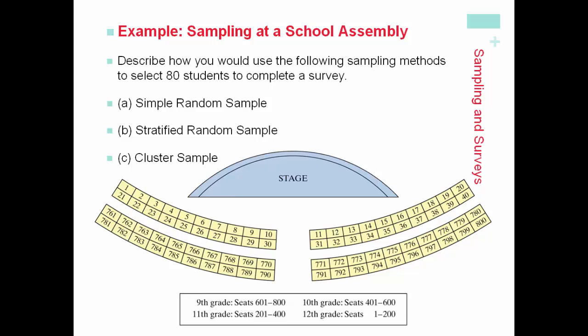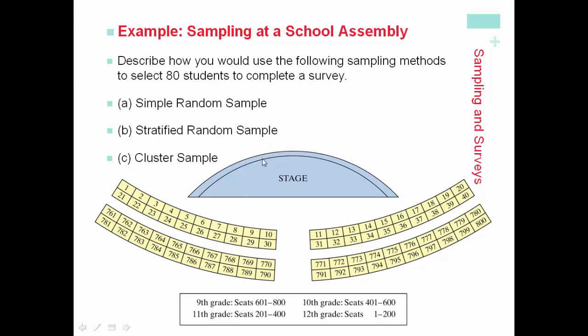Here's an example. Describe how you'd use the following sampling methods to select 80 students to complete a survey. We'll start with a simple random sample. In a simple random sample, we would simply choose 80 seats at random on this group right here that's given. I would use a graphing calculator and use random int using the numbers 1 to 800, and then until you get numbers that appear, I would then use those 80 people for the survey. Remember that if there's a number repeated on your random int and your calculator, you have to go to the next number that's not repeated.